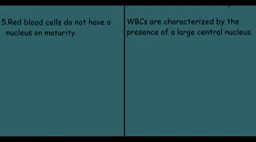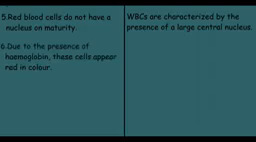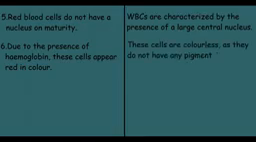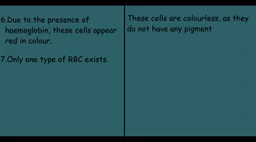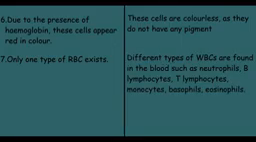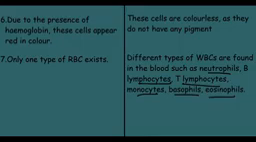Now let's move on to the sixth point. Due to the presence of hemoglobin, red blood cells appear red in color, and white blood cells are colorless as they do not have any pigment. Now let's move on to the next point. Only one type of RBC exists, and for WBC, different types are found in the blood, such as neutrophils, B lymphocytes, T lymphocytes, monocytes, basophils and eosinophils.